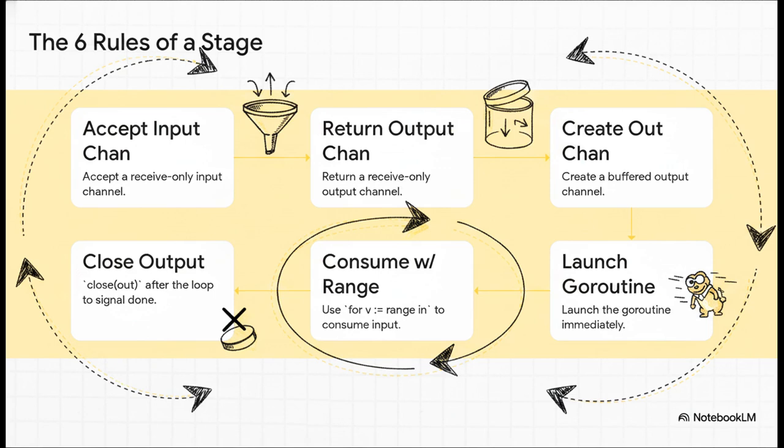Every single stage follows this pattern. It takes an input channel, it creates its own output channel, it immediately launches a Goroutine to do the work, it uses a for-range loop to pull data in, and this is absolutely crucial. It closes its output channel when it's all done. This cycle is the little engine that makes the whole thing go.